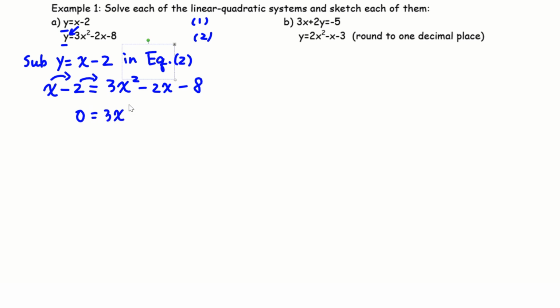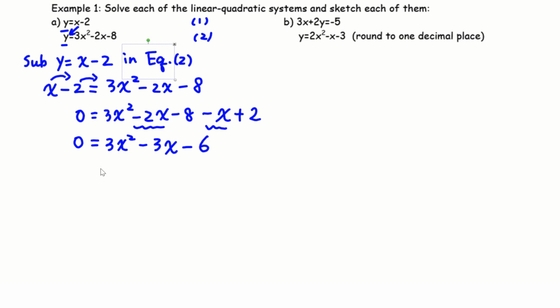3x squared, we copy, minus 2x minus 8. Then 1x moves to the other side, opposite is minus x. Minus 2 moves to the other side, opposite operation is plus 2. Then collect the like terms. Same variable, same degree, so x to the exponent 1, they are like terms. 3x squared has no other like terms. Minus 2x minus 1x, that is minus 3x. Then minus 8 plus 2 are like terms, giving minus 6.